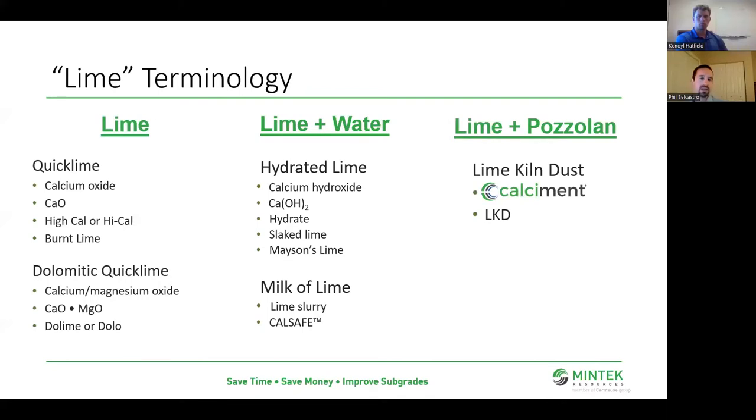And then back to Mintek, if we add some pozzolan into it, that's where the lime kiln dust comes into play. And we've got a great product, our Calciment LKD. Really, like I said, is good for us. And we'll get into how those pozzolans get into the product in a couple of slides.